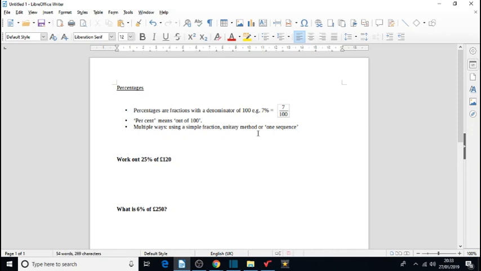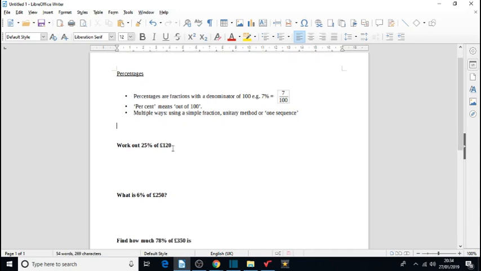And then the final method is the one sequence. This is where you can do everything all in one go. Instead of using the unitary method, you can just divide the percentage by 100. So for example, 15% of 40, you can do 15 divided by 100 and then multiply by 40, and that's how you work out the 15% of 40. I'll go through that step later on in the video.